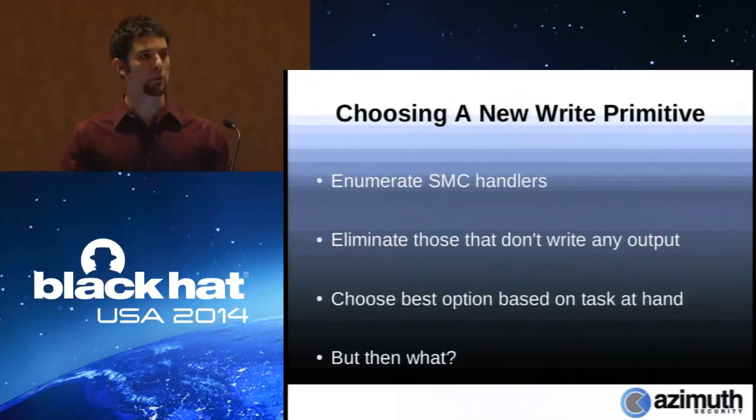So at this point, I enumerated all of the SMC handlers, eliminated those that don't write any output at any point, and now we've got a list of things that we can write to arbitrary secure memory, and we can, depending on how we design the rest of the exploit, just pick the one that suits the task at hand. And now the only missing piece here is actually finding a way to win. You know, we have a more flexible write primitive, but how do we actually get code execution?